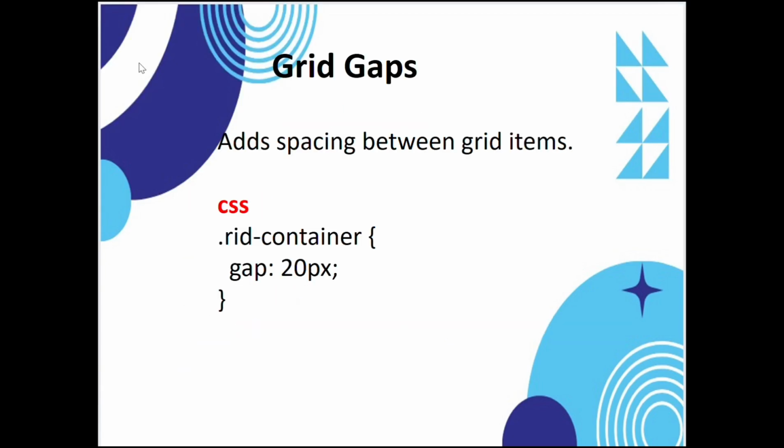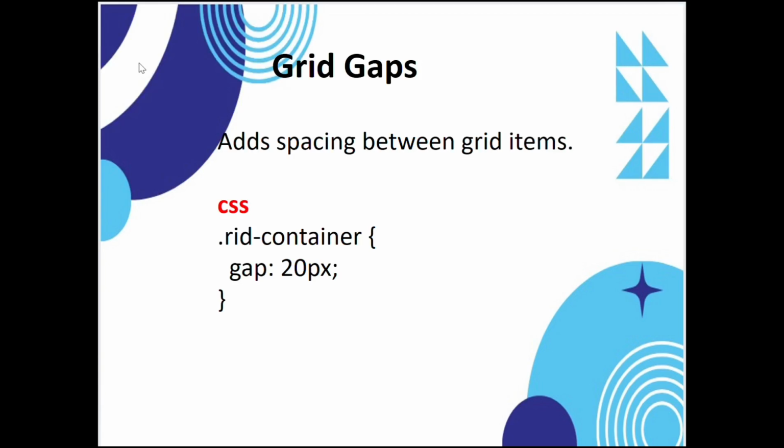Now see the grid gaps. Spacing between grid items is handled with gap. It is a shorthand for row-gap and column-gap, and it replaces the older grid-gap property.